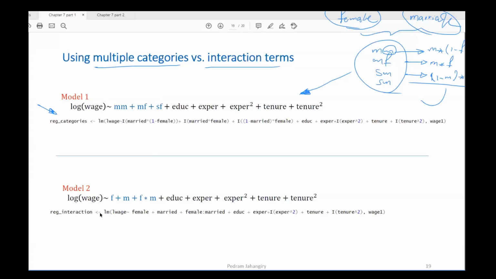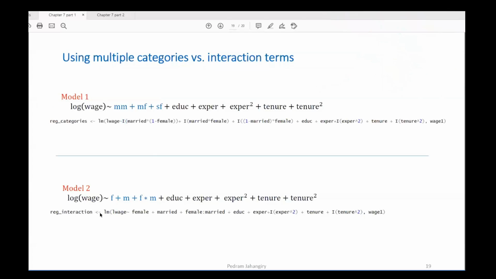And make sure that you use this I function, okay? Because otherwise R doesn't understand. So first one, married male. Married, do I have male? No, I use 1 minus female. And please use stars, because R doesn't understand if you just say multiply. Star stands for multiply, right? So married male, married female, single female, right? Single is 1 minus married, and make sure you use this I.